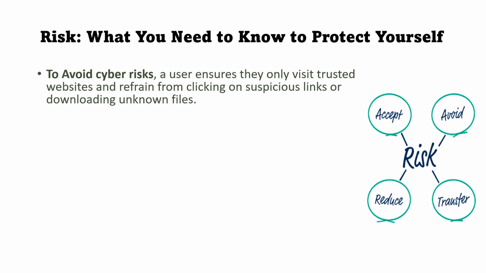To avoid cyber risks, a user ensures they only visit trusted websites and refrain from clicking on suspicious links or downloading unknown files. This translates to carrying out preventive measures that would help you protect yourself, your resources, your infrastructure, and your systems. Ensure that you don't click on websites you don't trust, don't download from links you don't trust, and don't share or receive files from unknown sources. These are examples of how to avoid cyber risks.